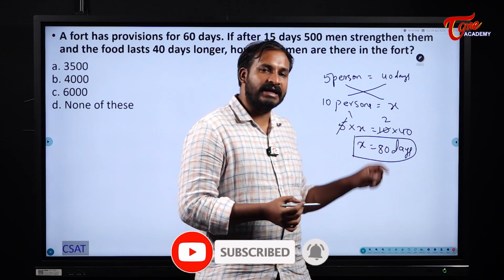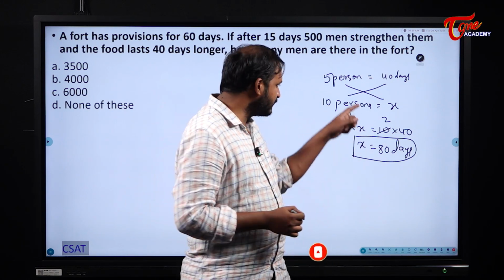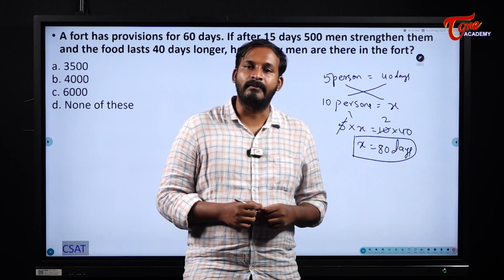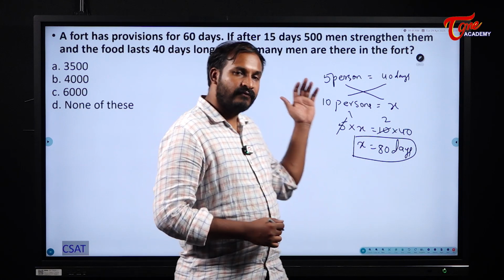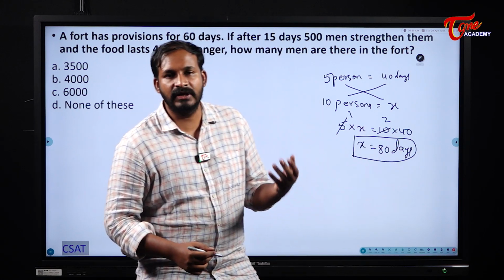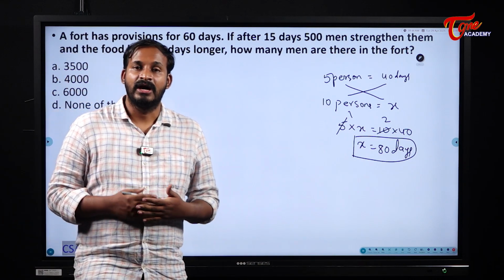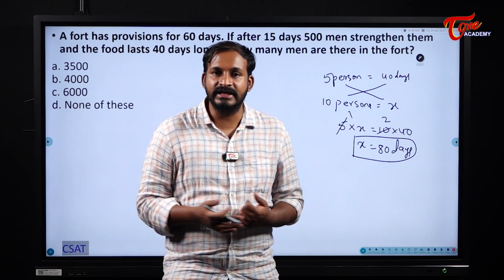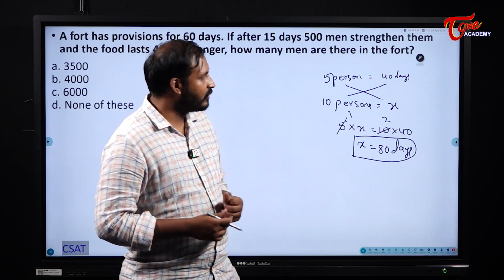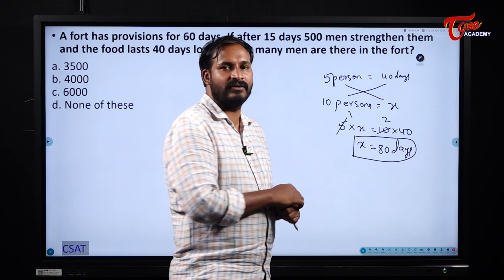Is it practically correct, students? Is it correct? Whatever I have done is completely wrong. Why? Because for 5 persons itself, the food will last for just 40 days. Now the strength was increased to 10 persons. How can it be supplied for 80 days? Is it practically possible? Not at all. Then what is the mistake we have done here?